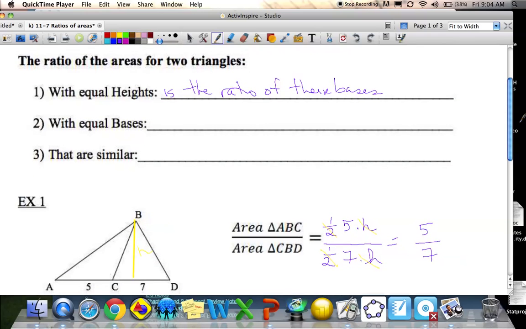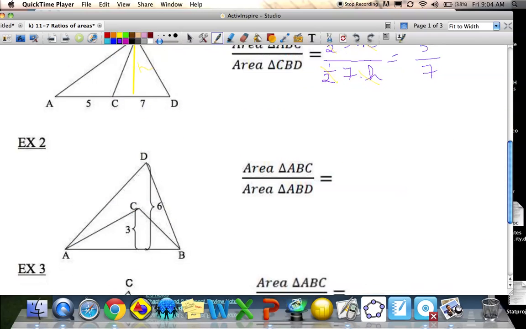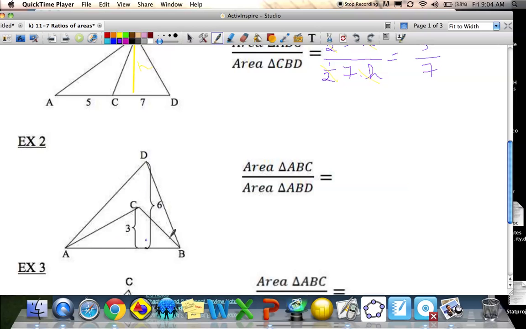How about if you have two triangles with equal bases? Here is a picture right here. Both of these triangles have the same base AB. Triangle ABD has a height of 6. Triangle ABC has a height of 3. Again, the area is 1/2 base times height. The base of triangle ABC, we can call B for base. The height of triangle ABC is 3.